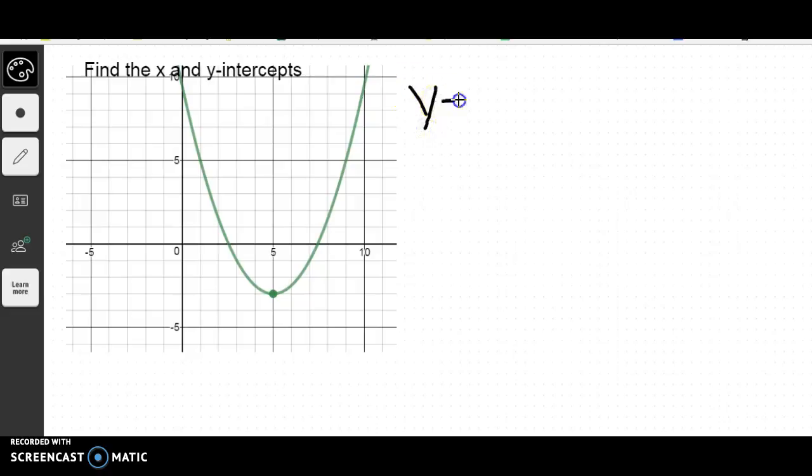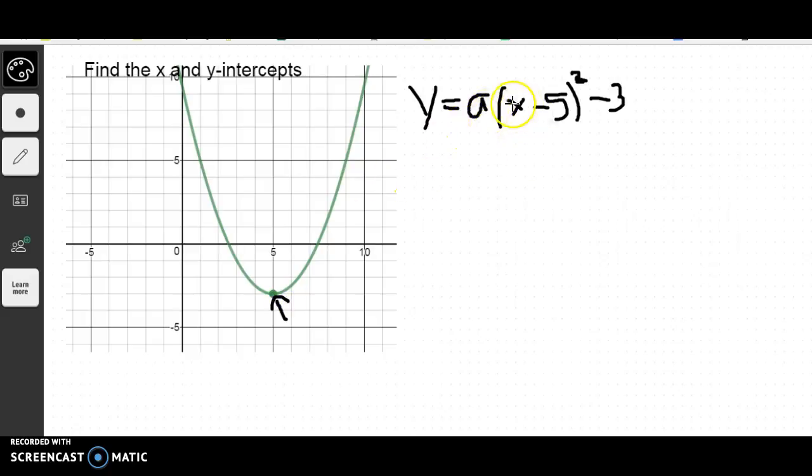is our previous target. So I'm going to write y equals a times, and the vertex, x minus, now since it's at 5, I'm going to put a minus 5, remember it's the opposite, squared, and then it's down 3. That's where my vertex is, right here.